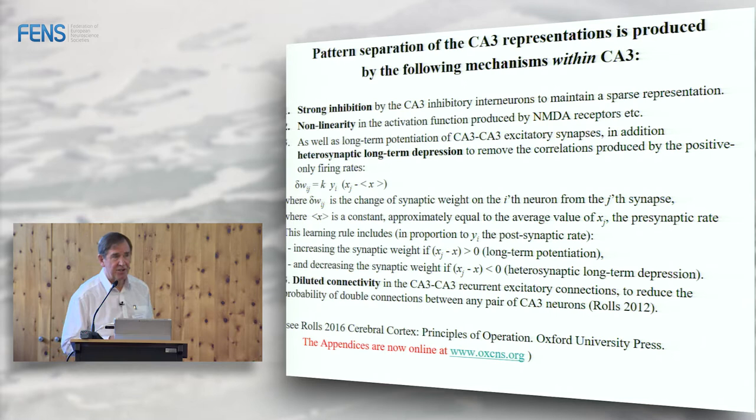Now here we are. Do models make any predictions for experiments? There's been quite a bit of work on LTD, but most people haven't focused on heterosynaptic. There's another type called homosynaptic. So here's a prediction. We need to know a lot more about heterosynaptic long-term depression in the brain because it's crucial for not only storage in auto-association nets, but also for what I'll describe in my second lecture, competitive learning involved in forming new representations. Question?